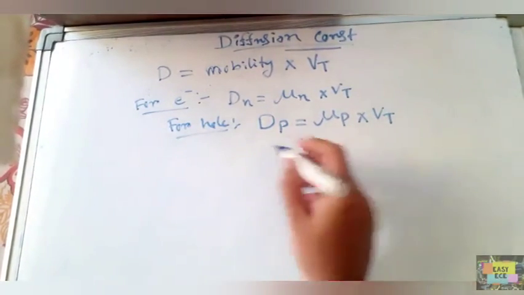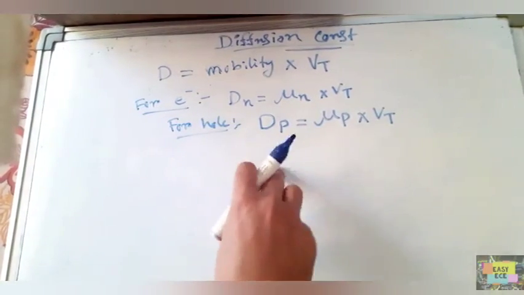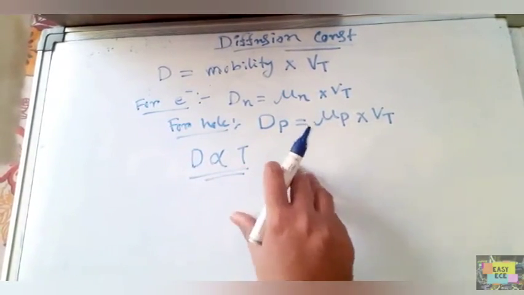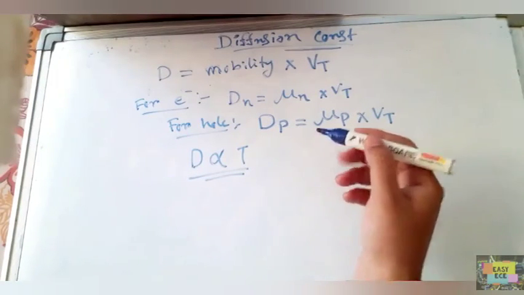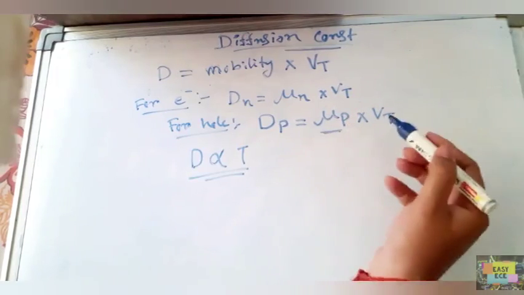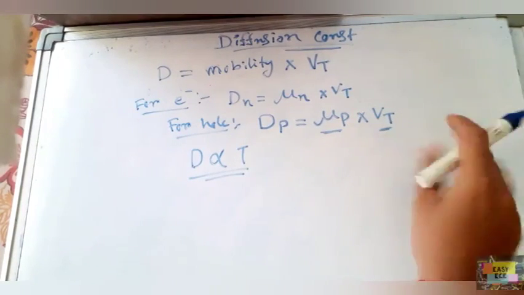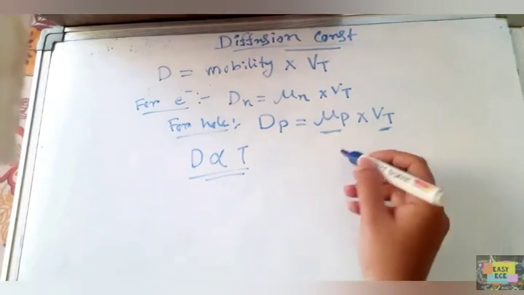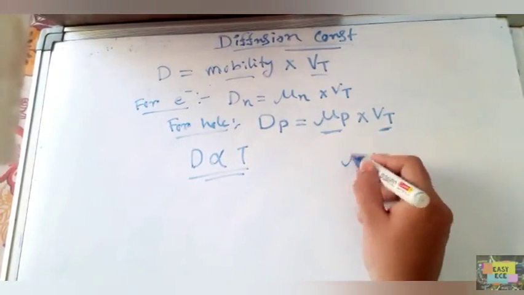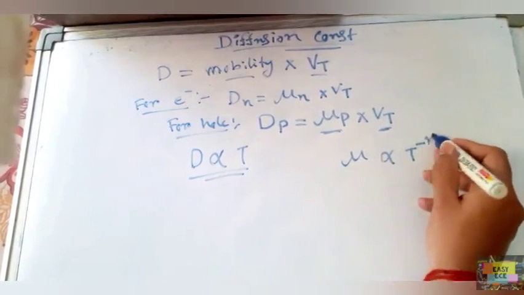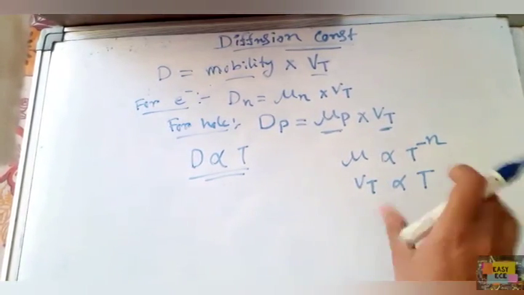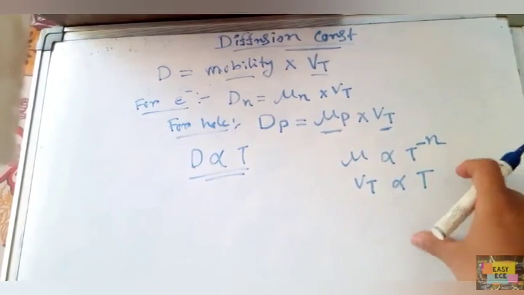Now how does the diffusion constant depend on temperature? If we increase the temperature, what happens? Obviously mu is decreasing and Vt is proportionally increasing. The relation is that mu is proportional to T to the power minus n, and Vt depends on temperature as Vt proportional to temperature. So if we multiply this, what does it become?